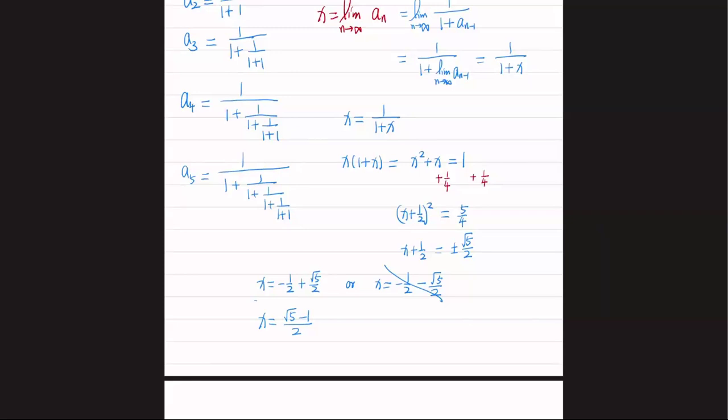So this is approximately... Have you seen this number before? Sophia and Elisa? No. So this number is called the golden ratio. Oh. Okay, heard of it. Okay. Golden ratio. Okay.